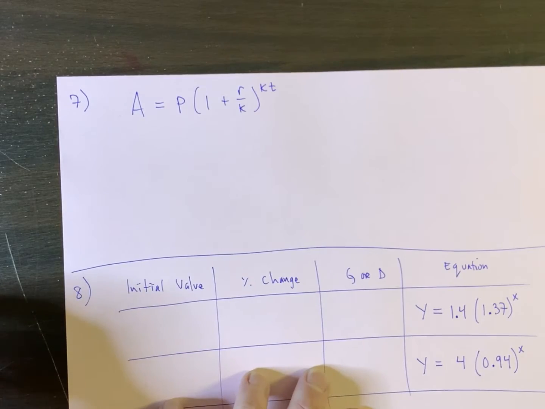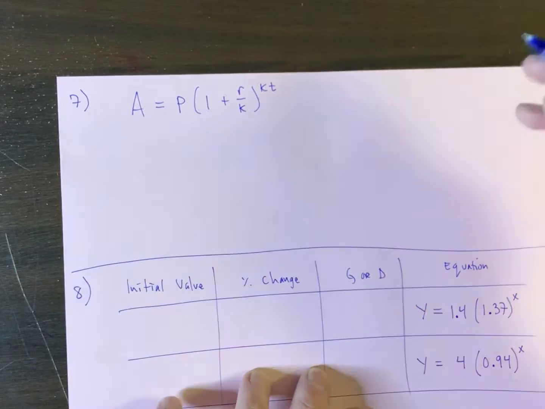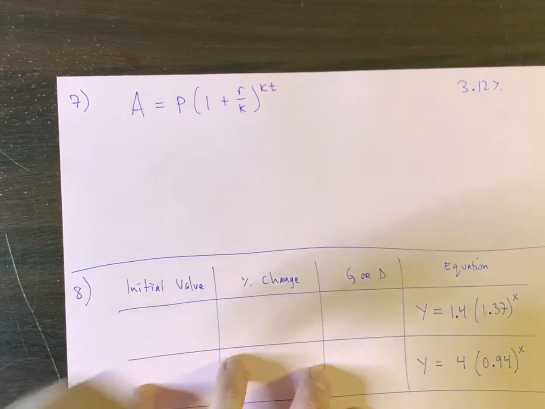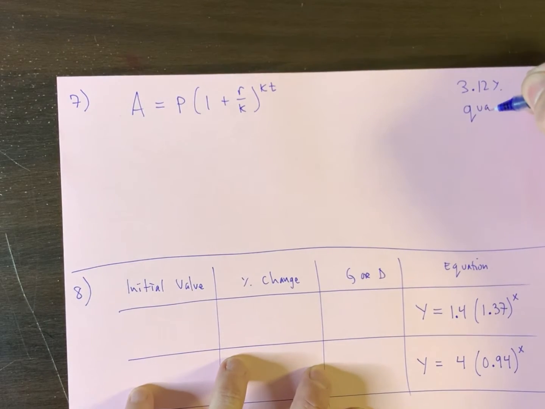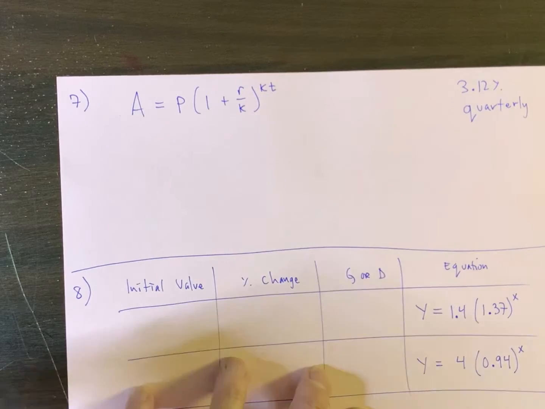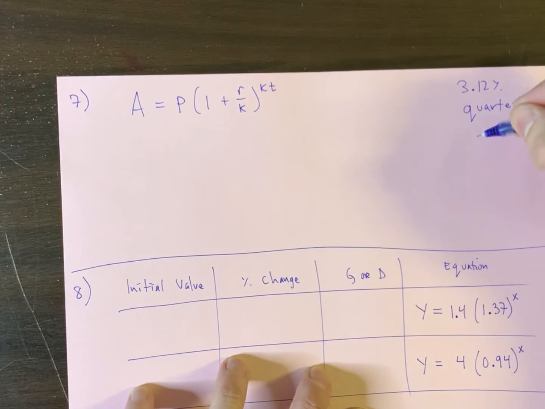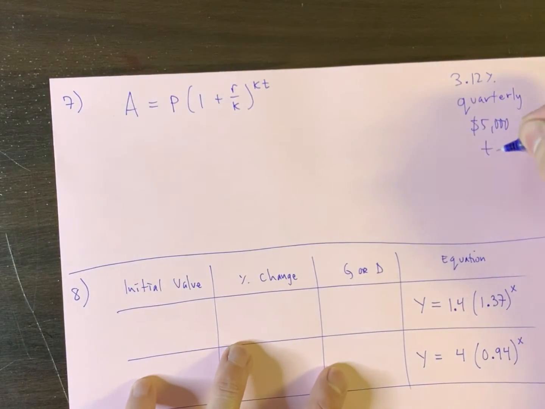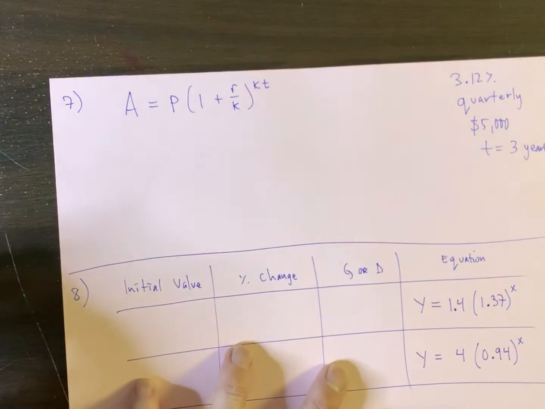Where if you look at number 7, the first row, they mention a percentage of 3.12%. And it's going to be compounded quarterly. That's how you spell quarterly, right? And the investment is $5,000. And we want to know after 3 years. So time is 3 years. So here's what I would do.